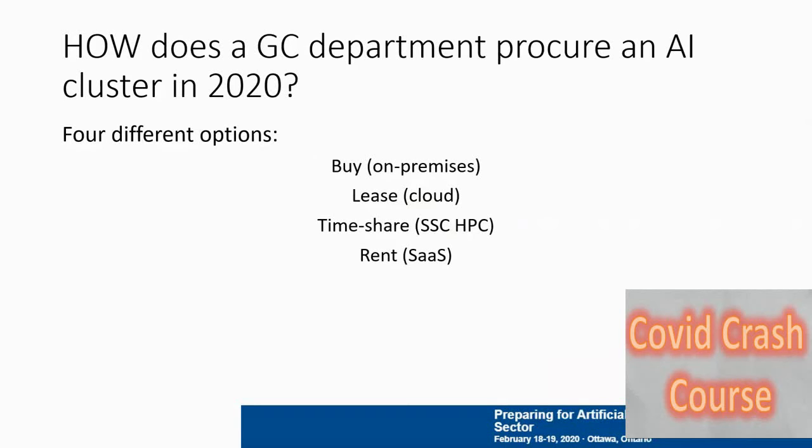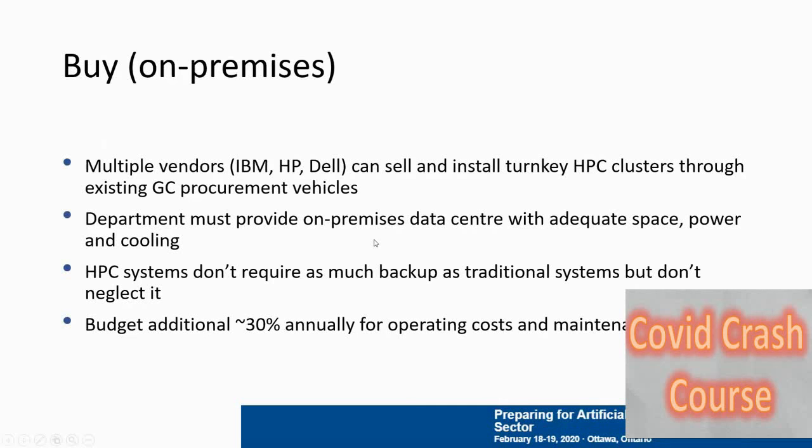These are the 4 ways that you can be looking at procuring an HPC cluster for your department this year. If you're going to buy it, and this is something that you can order off of the standard government PSPC procurement lists, you're going to have to find a place to put it. And you'll also, of course, have to provide backup capability for these systems. HPCs use much less backup because the data is transient. And of course, you want to budget about 30% for ongoing support.